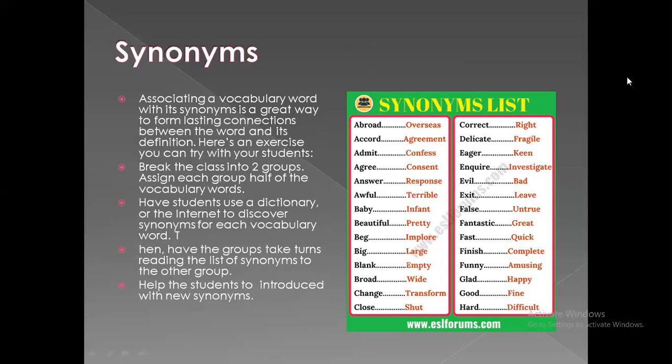The fourth one is synonyms. It is also interesting. We break the class into two groups, assign each group half of the vocabulary words, and have a student use a dictionary and the internet to discover synonyms for each vocabulary word. Then have the groups take turns reading the list of synonyms to the other group. See if the group can figure out what the word is based on the synonyms. It will also help students discover new words.